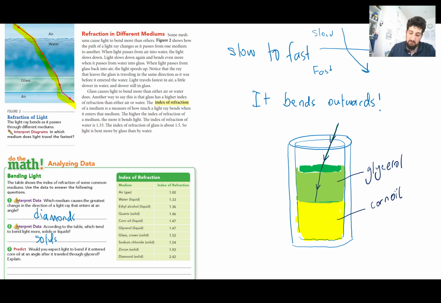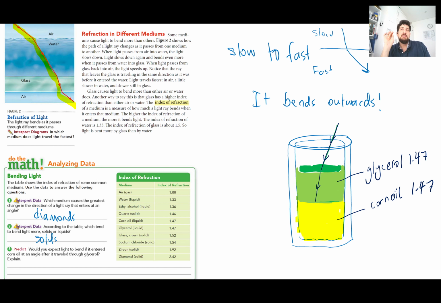And so what would you expect to happen to the light ray? Well, look at the refractive index of glycerol, and that is 1.47. And what is the refractive index of corn oil? Well, it turns out it's exactly the same. It's 1.47. Therefore, since there's no difference in the refractive index, light's going to continue moving and it's going to completely forget to bend. It's not going to bend.